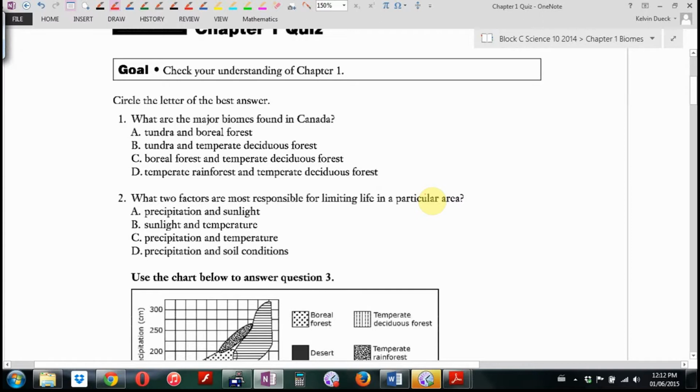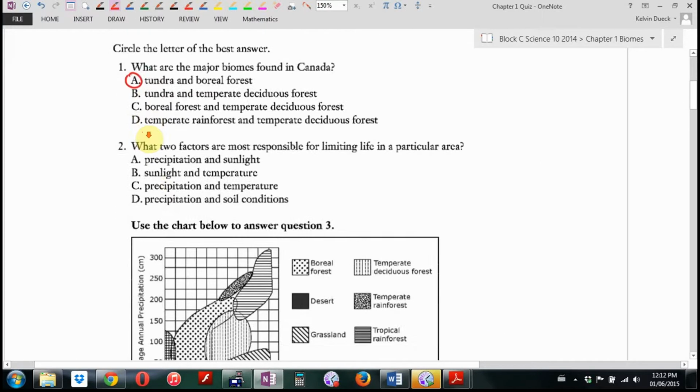What are the major biomes found in Canada? Well, let's see. From your Sage, what? A, B, C, or D? A. Is that right? Yeah. We do have a little bit of temperate rainforest with the west coast here. We have that unique thing, but A.